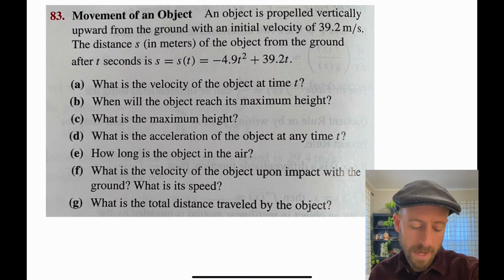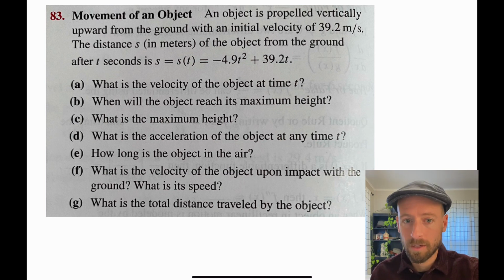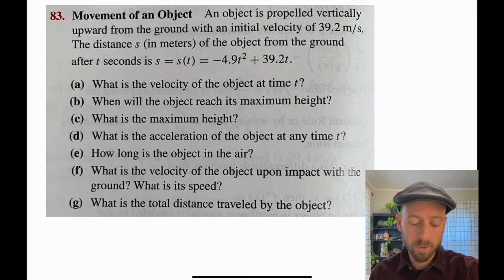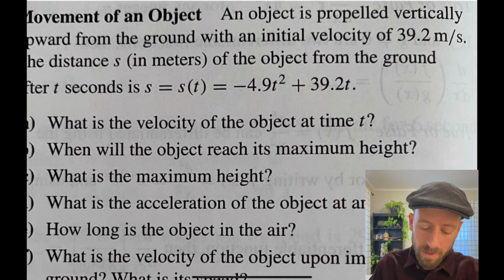So what do we have? It says the movement of an object is the title of this question. An object is propelled vertically upward from the ground with an initial velocity of 39.2 meters per second. The distance s in meters of the object from the ground after t seconds is s equals s of t equals negative 4.9 t squared plus 39.2 t.